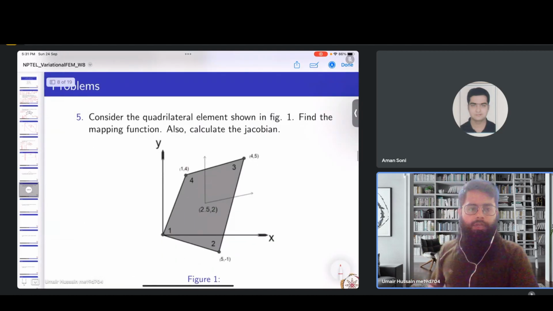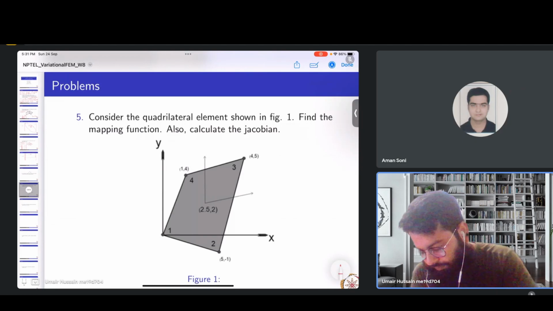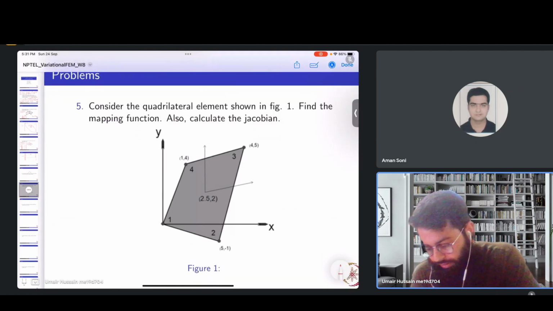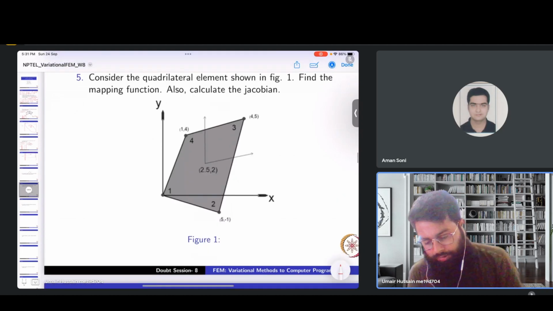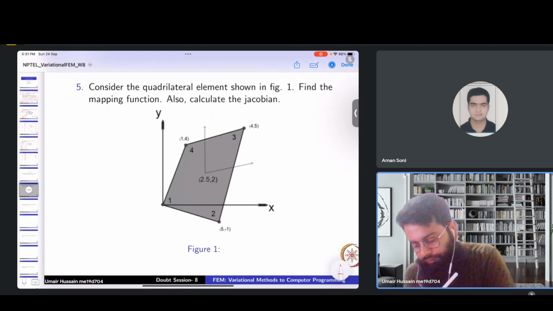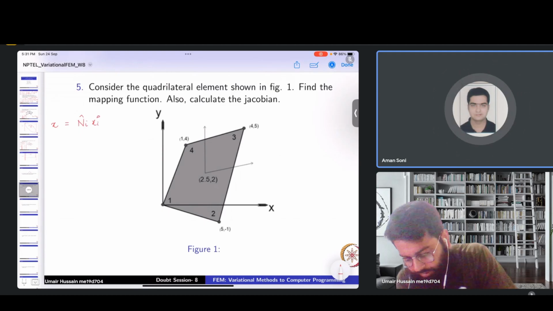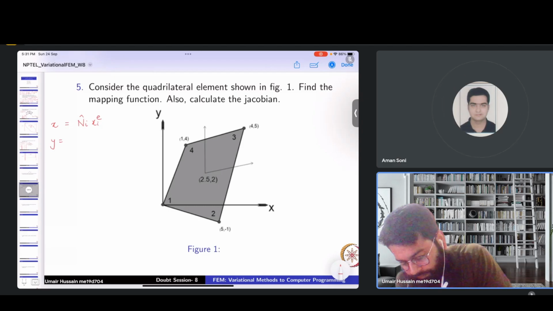Okay, so we can move on to the next question. Consider this quadrilateral element shown in figure 1. Find the mapping function. Also calculate the Jacobian. So how do we map an element? What is the formula for the mapping function? This is equal to the sum of Ni at xi, and same for y.